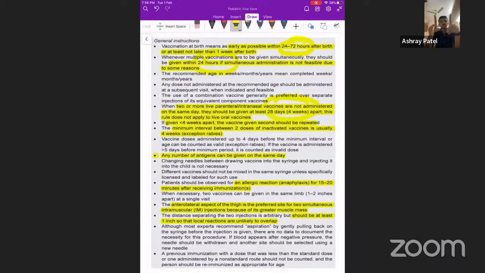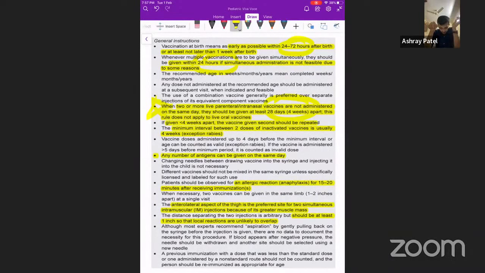So if two live vaccines have to be given, either give them within 24 hours, but if that does not happen, then a minimum gap of 28 days or 4 weeks is needed. This is a very important viva question that examiners are fond of asking. They'll ask, if two live vaccines have to be given, what is the gap that is needed? So please remember that point.